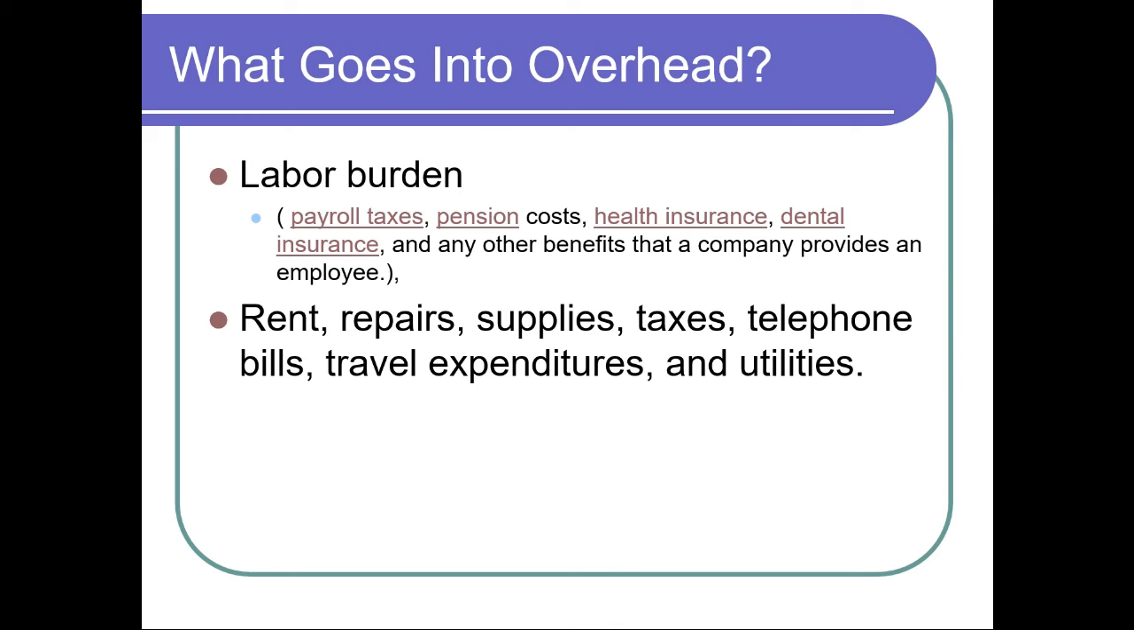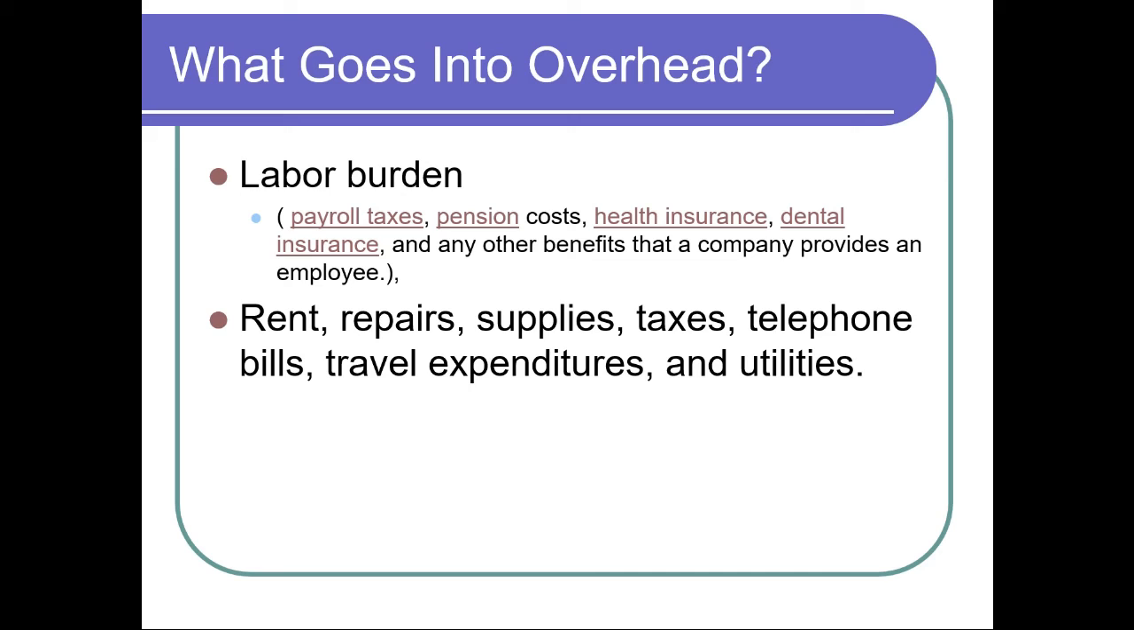Another thing that goes into overhead is what's called the labor burden. And that means it's not the salary you pay your employees, but it's everything associated with it, right? You have payroll taxes on salary. You've got pension costs if you're paying pension or 401k or anything like that. You might have health insurance, dental insurance, any other benefits. Maybe on Friday everybody gets a six-pack of beer or something like that in the company. That's great, but that's part of the labor burden. So that has to come into account. And then you've got rent, supplies, travel, all that kind of stuff. So that goes into that 80% overhead, and it may be higher.